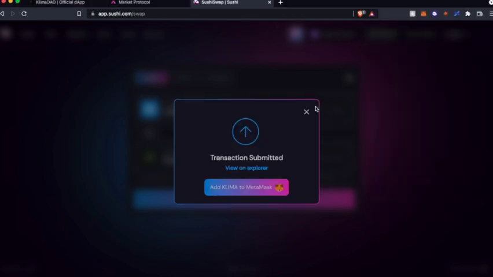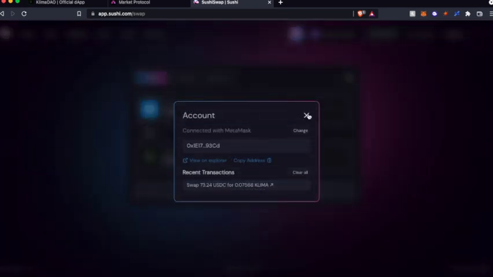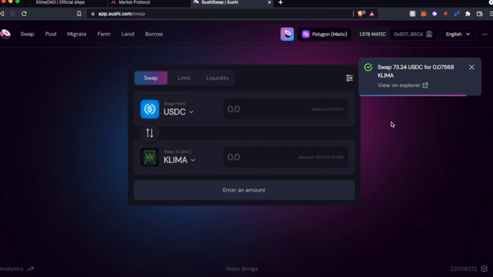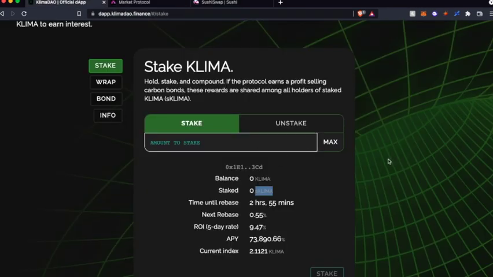Okay. So once this, it usually takes. Okay, the swap is done. It was very quick today. I was struggling in the morning. So now what do you have? You have Klima that you bought from your USDC that you had taken a loan.